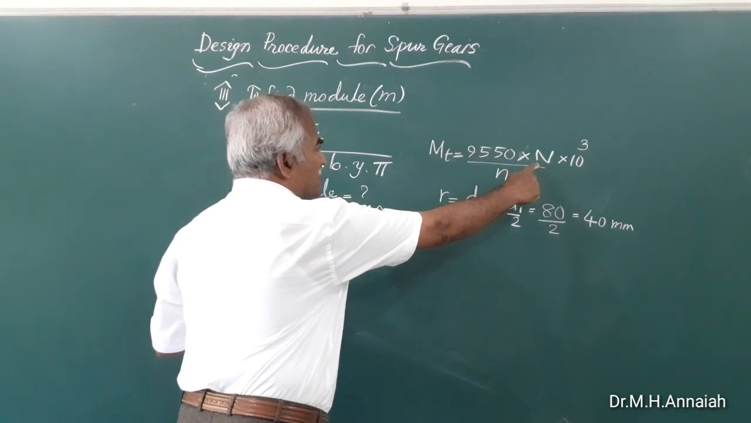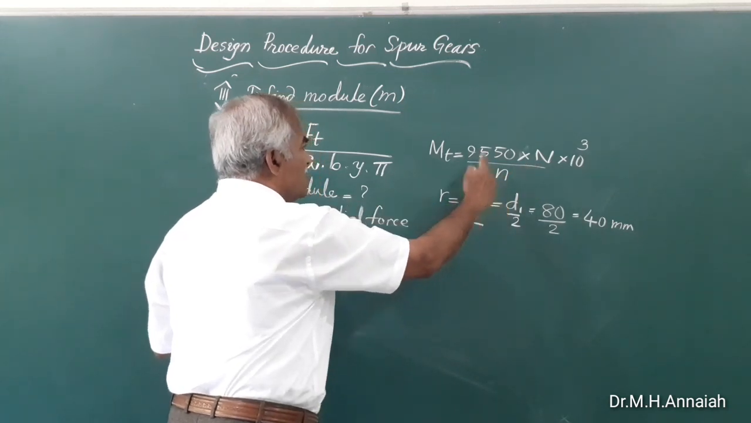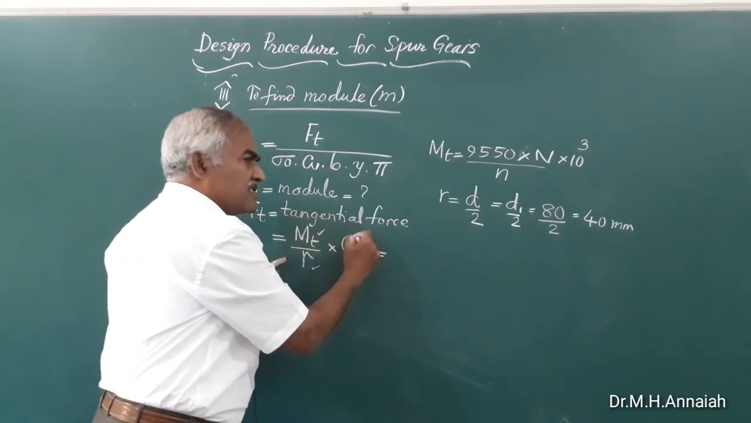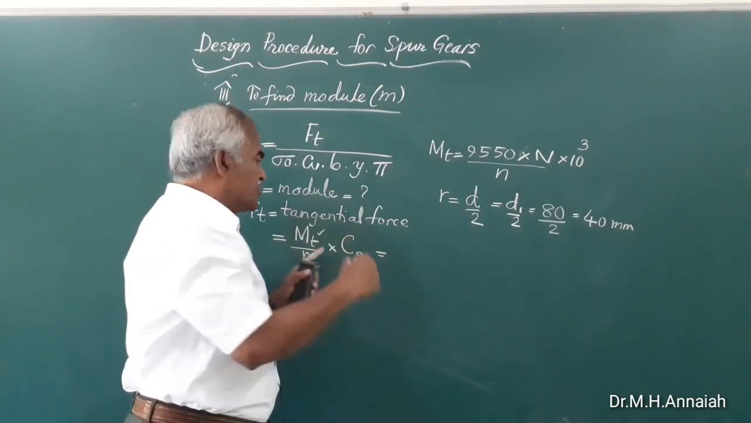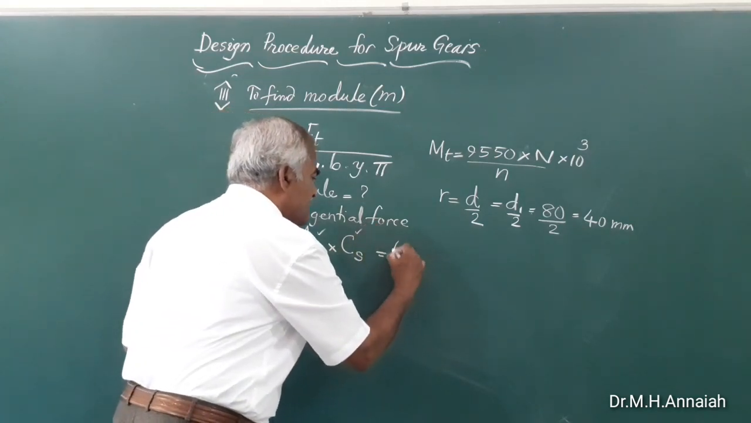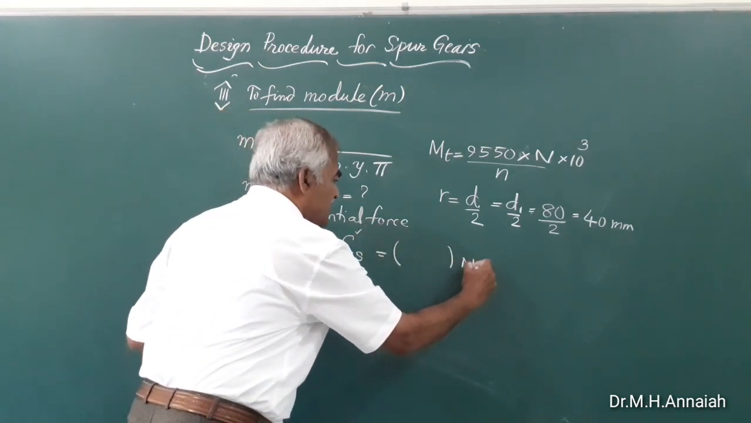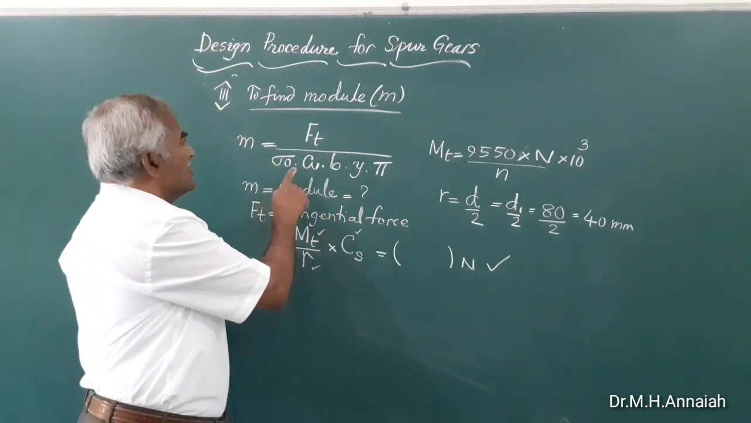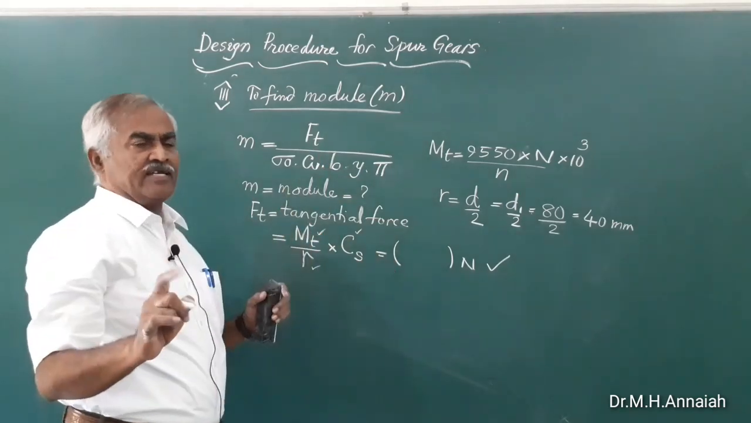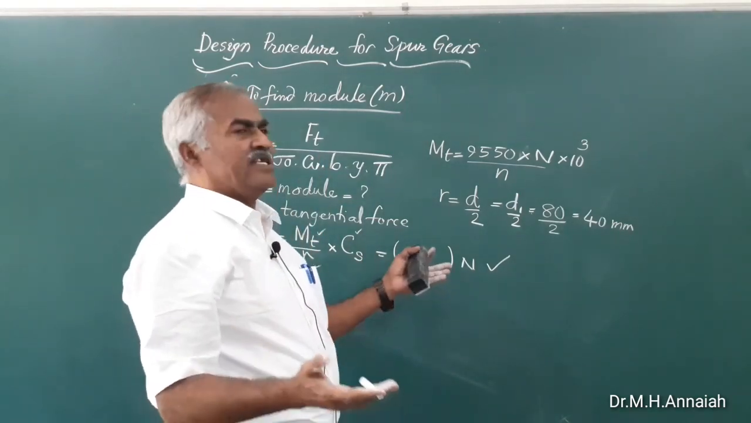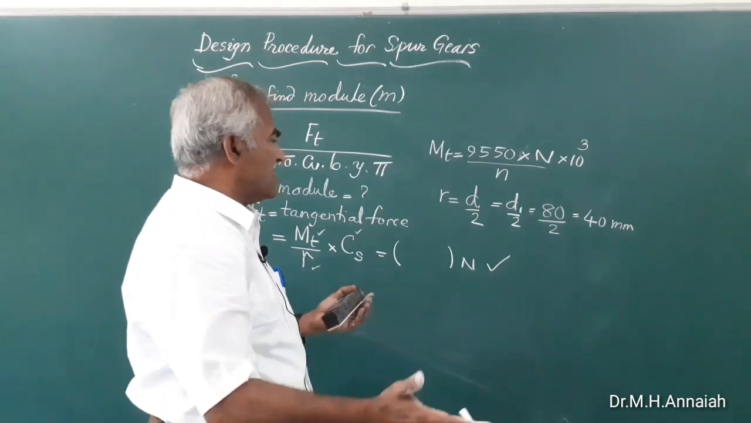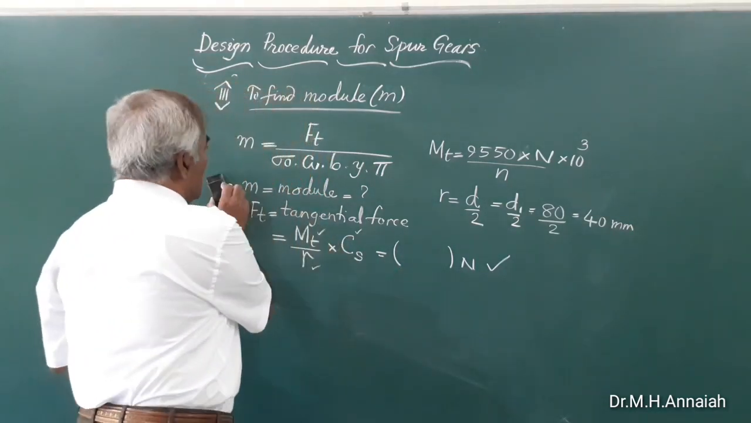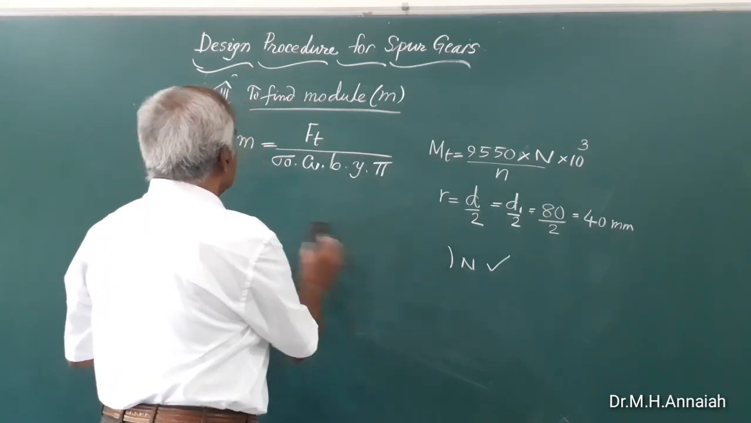Friends, with this you will be able to find out, because you know this Mt, power transmitted will be given to you and speed is known to you. So, you know this value, service factor, depending on the situation you will be taking this value, and hence you are going to get the value of so many newtons. So, I will put a tick mark, that is the value of Ft we have calculated, that works out to some value. It could be 60 Newton, 80 Newton, etc., depending on the torque.